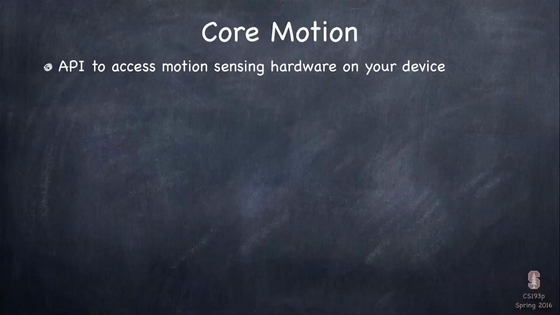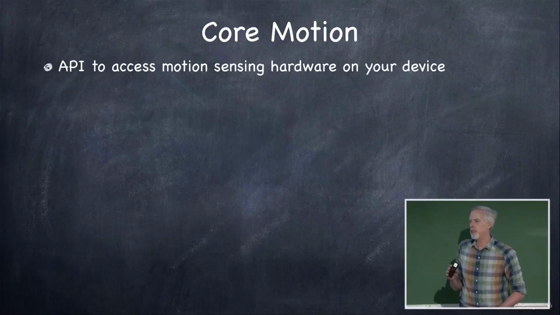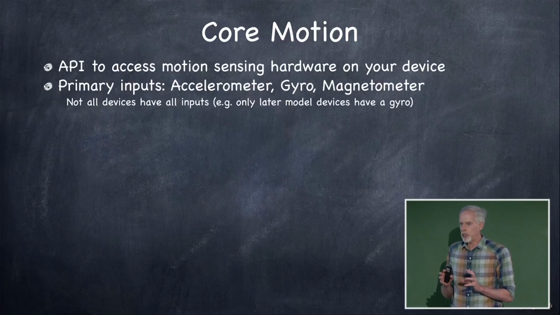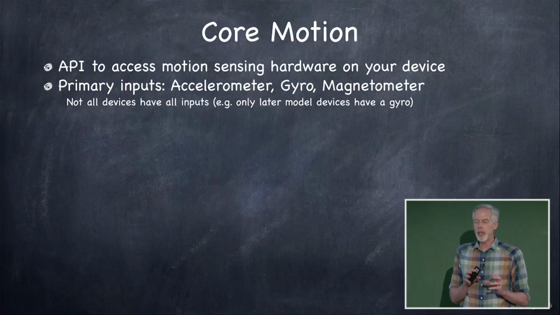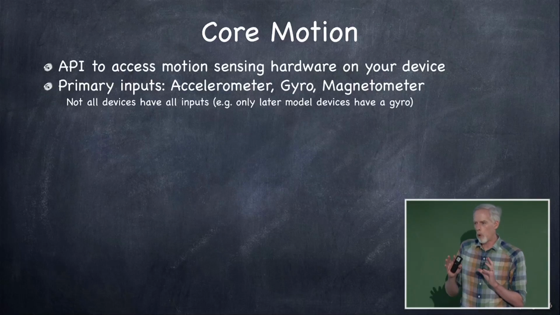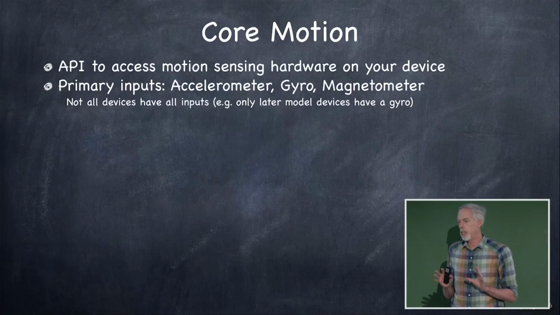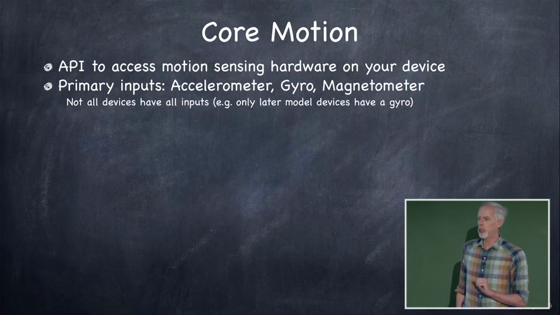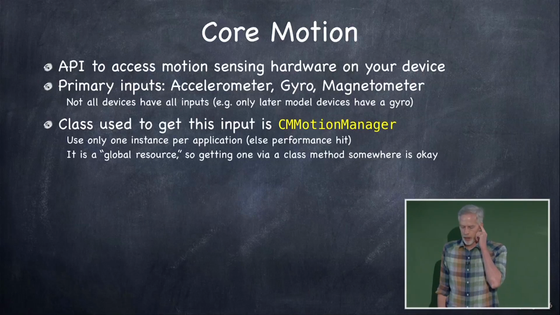All righty, let's go back and look at some slides here. So now I'm going to talk about Core Motion. Core Motion is an object-oriented API to get at the motion sensing hardware on your device. So that's accelerometer, the gyro, magnetometer, those kind of things. Not all devices have all of this hardware, although in recent years they all do. But if your app wants to run back on iPhone 4 or something like that, it doesn't have a gyro, for example, so for good programming technique, we want to check to make sure that we have the hardware, and you'll see that in a second.